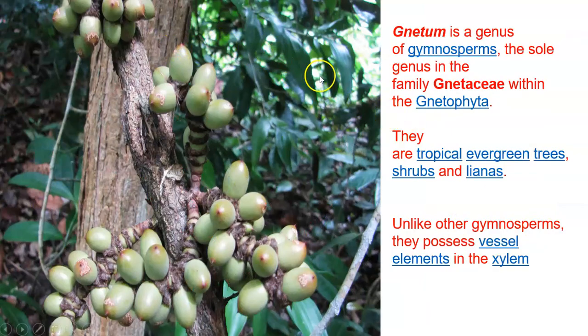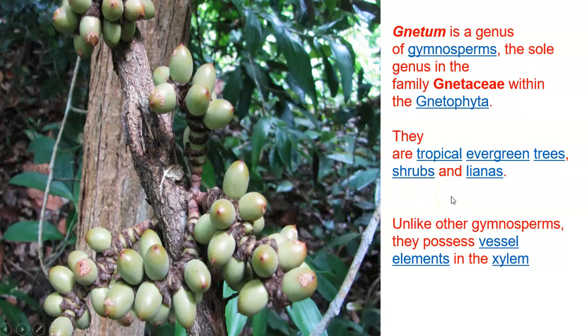You can see the final member of the division Gnetophyta is Gnetum, the sole genus in the family Gnetaceae. So within the division Gnetophyta there is a family called Gnetaceae, and within that there is only one genus, that is Gnetum. These are the cones. There are male and female cones. Actually, these are ovules within the cones, single ovules. We'll see a close image of that.